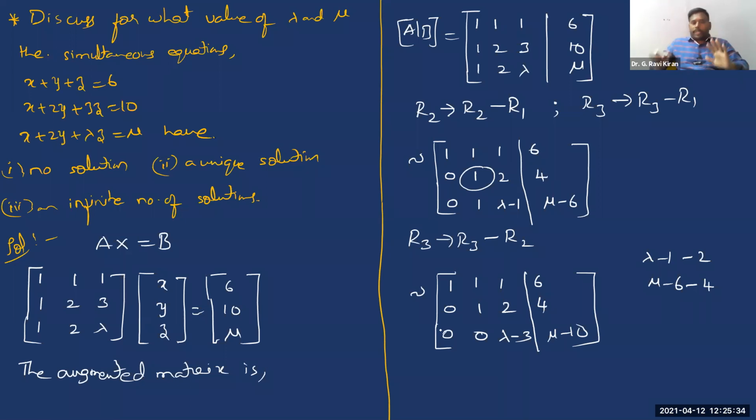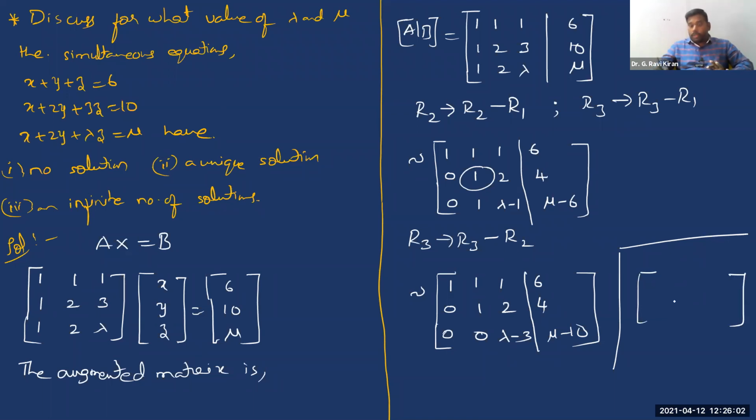Now, see, this is the augmented matrix, which is in echelon form. Now, from this echelon form, we'll take different cases, as asked in the question. We may get no solution, or we may get a unique solution, or we may get infinitely many solutions. Recall in which case we'll get no solution. What are the possibilities to get no solution? In which form of the echelon form do we get no solution?